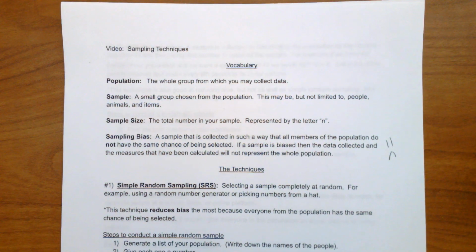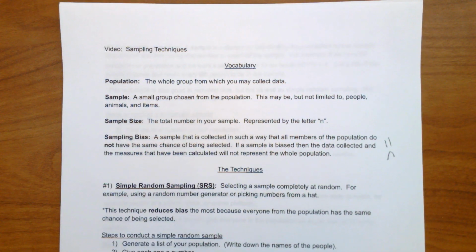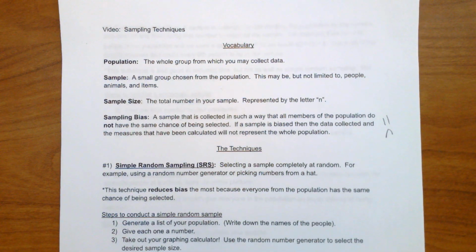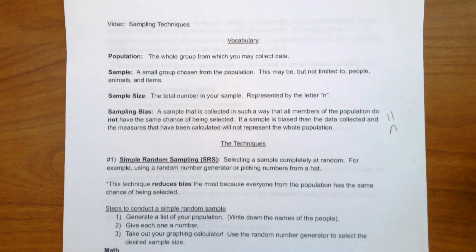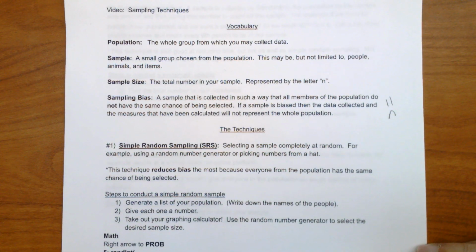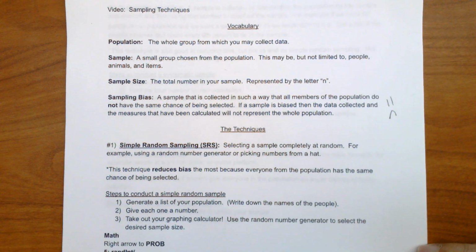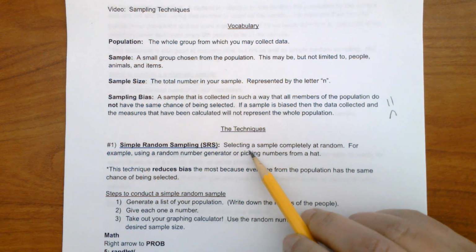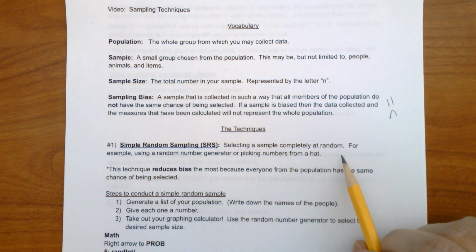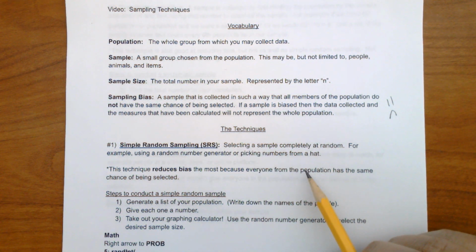Okay, so how do we combat sampling bias? How do we not have bias? Well, here are some techniques for obtaining a sample from a population. The first technique is going to be called simple random sampling, or SRS. Select a sample completely at random. For example, using a random number generator or picking numbers from a hat.